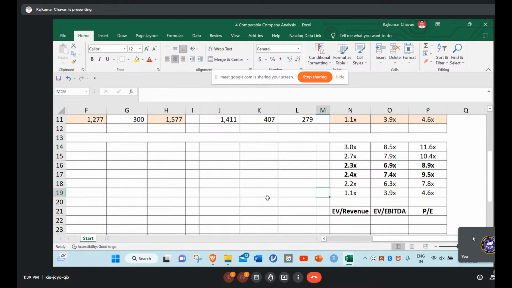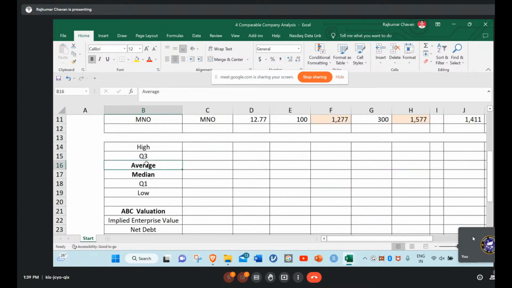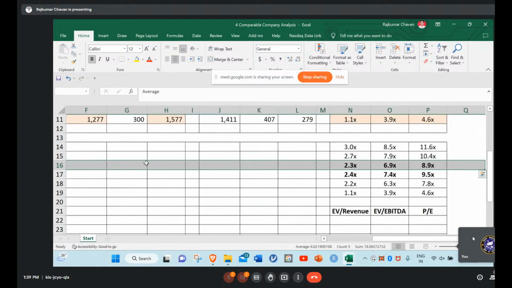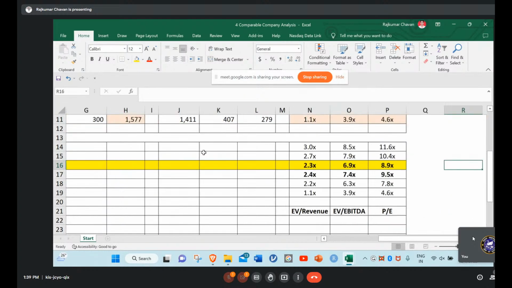So now what will we do here? We'll simply highlight the average value. Can you see here? This is the average value. So shift right side, you take completely. These are all my average values, and highlight. So now to value my company, I am taking the average of all those parameter ratios. So if I take P ratio as average, it means 8.9 times.